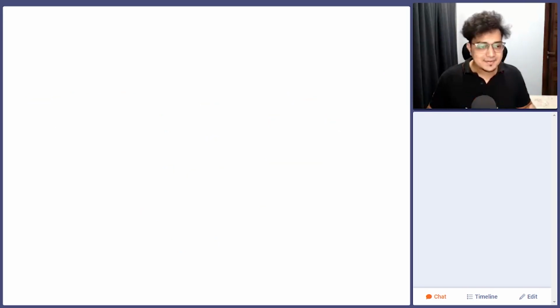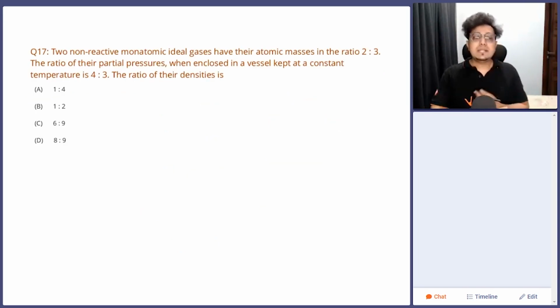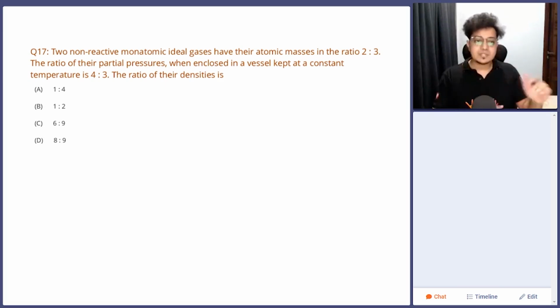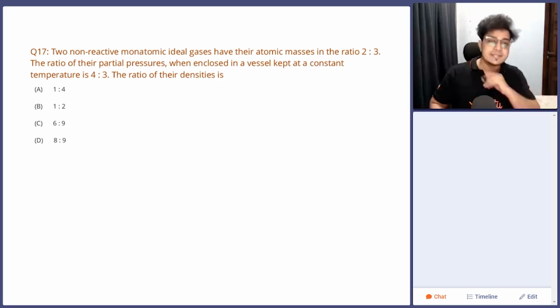Next question. Two non-reactive monoatomic ideal gases have their atomic masses in the ratio of 2:3. The ratio of their partial pressures when they're enclosed in a vessel kept at constant temperature is 4/3. The ratio of their densities is? So there are two non-reactive monoatomic gases, and the atomic masses ratio is given to you. The ratio of the partial pressure is also given to you, that is 4:3. Temperature is kept constant. That is also mentioned. The ratio of the densities.